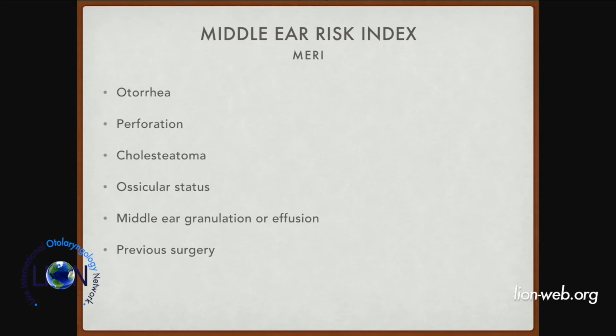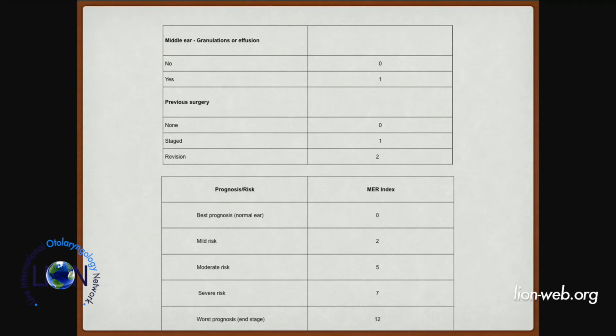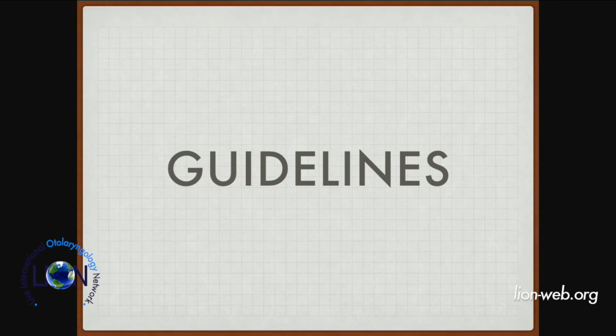Another thing we can look at to address the outcome, the factors of success, is the middle ear risk index, looking at otorrhea, perforation, cholesteatoma, ossicular status, middle ear granulation or effusion, and the presence or absence of previous surgery, which I think is another helpful classification protocol in terms of expecting outcomes and discussing with your patients, and also reminding you of what are the factors that you need to control to have your optimal outcome. This is just a detailed description of this middle ear risk index with the prognostic factors, the risks between 0 and 1 being the best prognosis, and an ear with a grade of 12 being a really poor prognosis for a successful outcome.